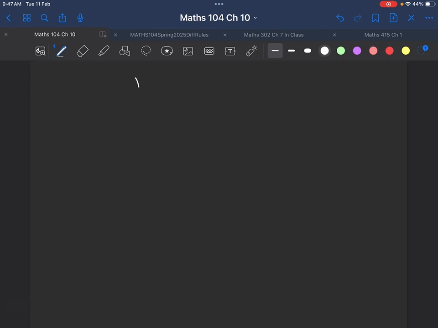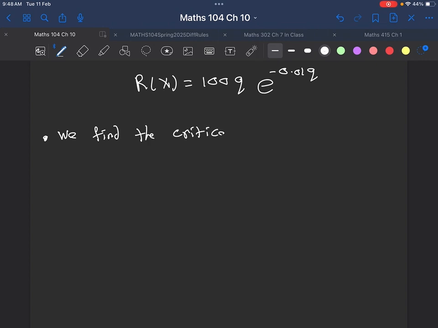Just for clarity, let me write the function again here so that we will take the derivative in a minute. So first step, we find the critical numbers. Now, what is the critical numbers we have here? We find the derivative. Now, in order to find the derivative, you need to use the product rule. Why product rule? Because I have Q, I have E.